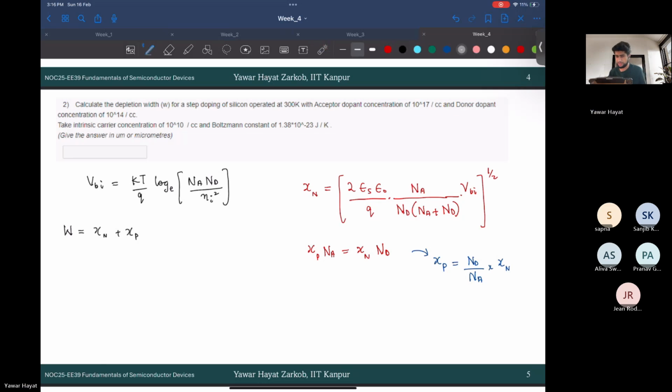Come again. See, in the question it's given, your NA is very, very greater than ND. So what can we say about xp and xn? What should I put here? The hint is to use this charge balance. No matter what doping concentrations you use, this should be maintained, right? So xp should be less than xn, right?